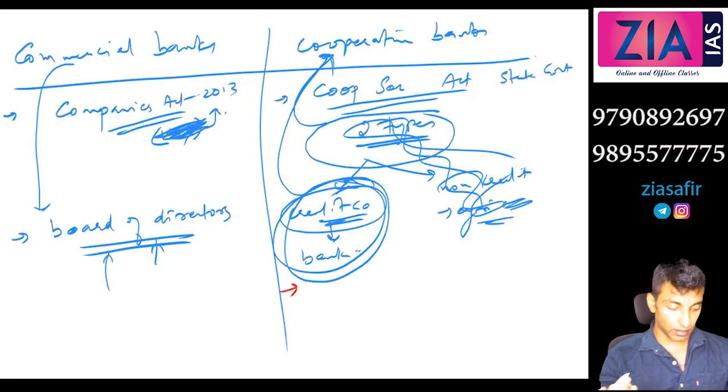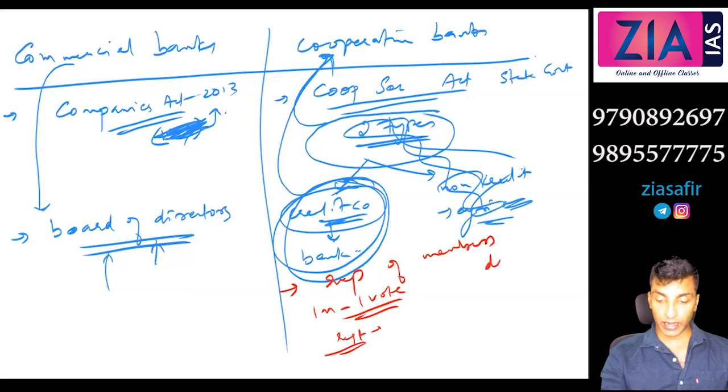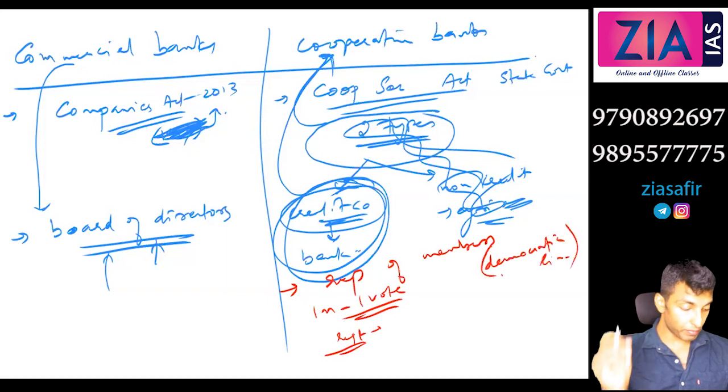Management is representation of people, representation of members. So one member, one vote. Now any person can be a member. The only requirement is you just need to open an account. So the public actually appoint the management here. It is on democratic lines. Public appoint the management.